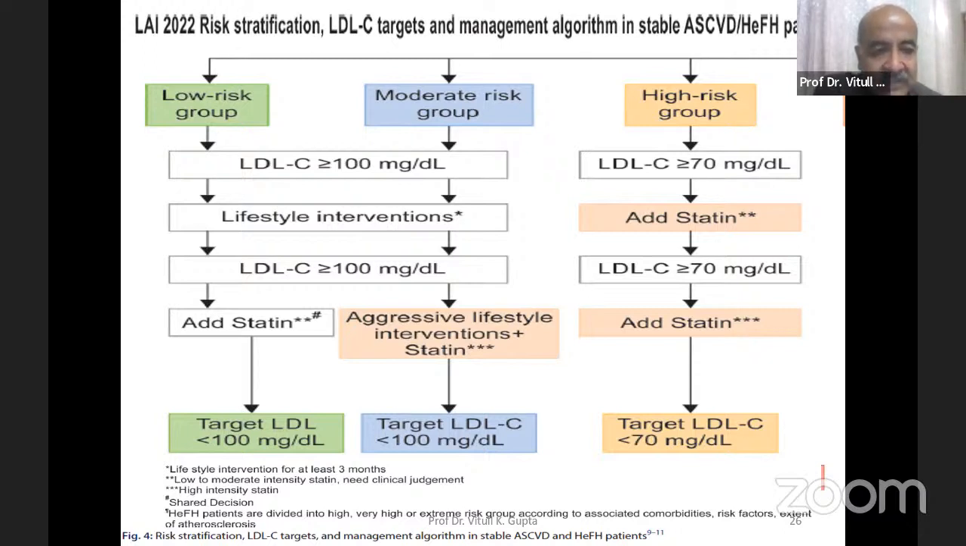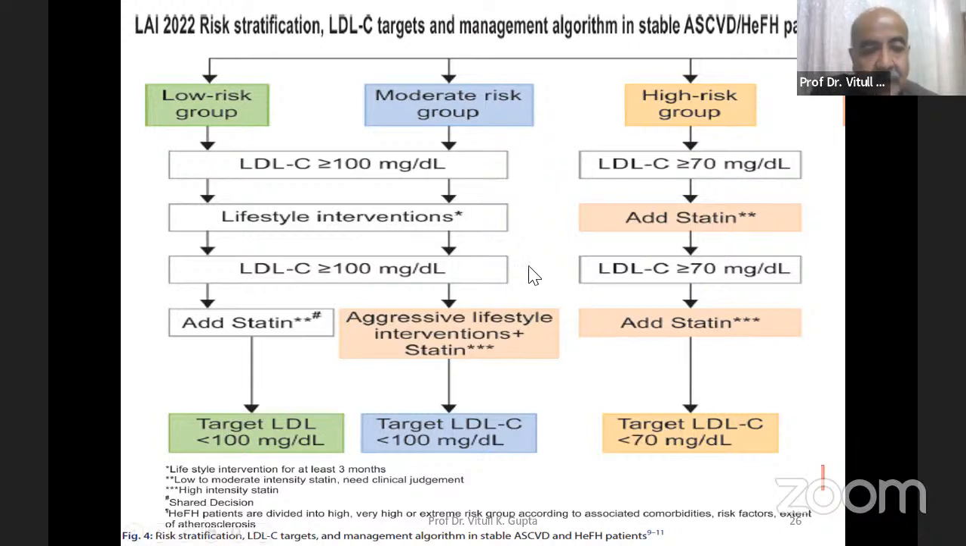Similarly, in the moderate risk group, we follow the same pattern. But if the LDL-C goals are not achieved, we go with aggressive lifestyle intervention and intensify statin therapy. In the low risk group, we were considering low or moderate intensity. In the moderate group, we are considering high intensity therapy to reach the target of less than 100 milligram per deciliter for LDL-C. And in the high risk group, if the LDL-C is more than 70 milligram per deciliter, we add moderate intensity therapy. If the LDL-C remains more than 70, we shift to high intensity statin therapy to reach the target level of less than 70 milligram per deciliter for LDL-C.